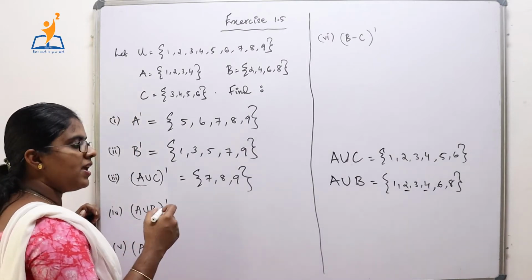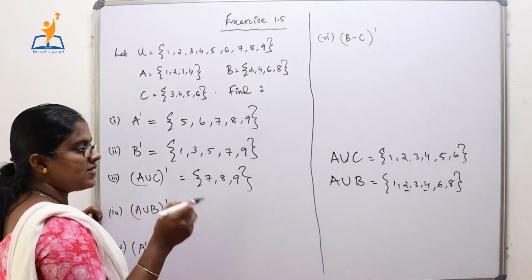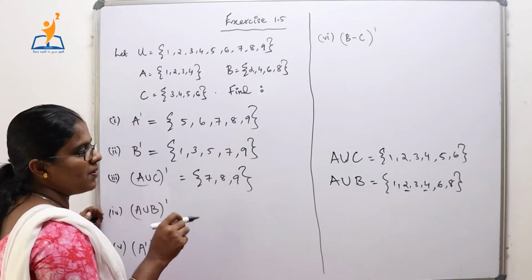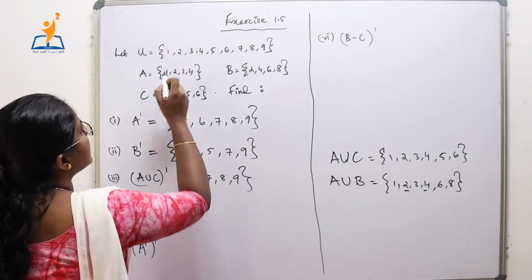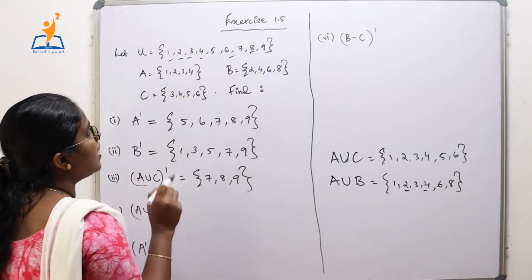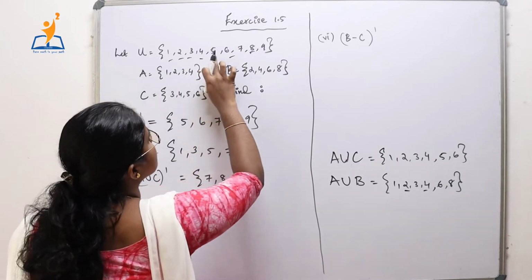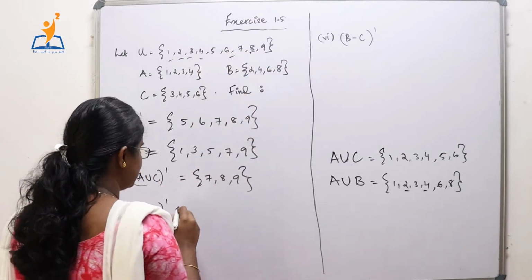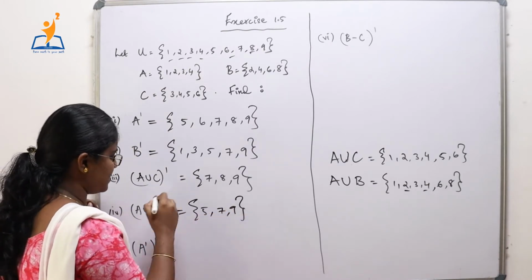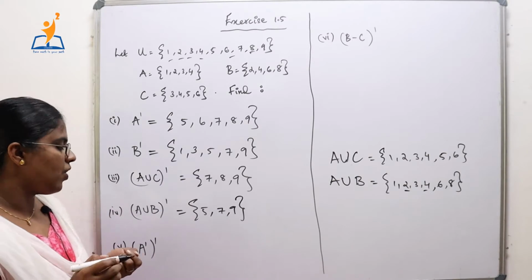Now what is (A union B) whole complement? The set of elements of the universal set which are not present in A union B is the answer. So we want to delete 1, 2, 3, 4, 6 and 8 from the universal set, and the remaining elements are 5, 7 and 9. So 5, 7 and 9 are the elements of the set (A union B) the whole complement.